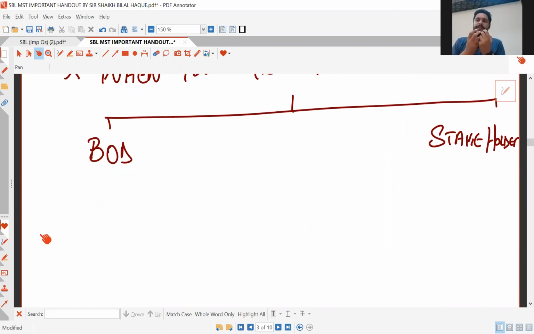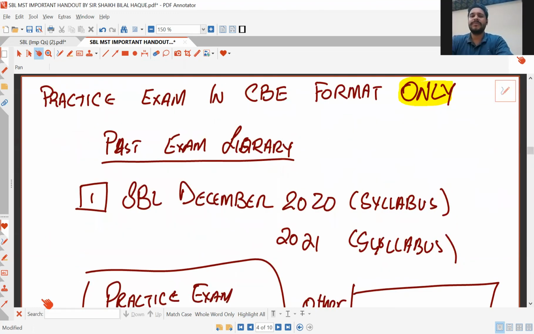So any one of them, make sure that you wear the appropriate hat and you apply the knowledge, the skills, and the communication style in the given scenario that is being asked.